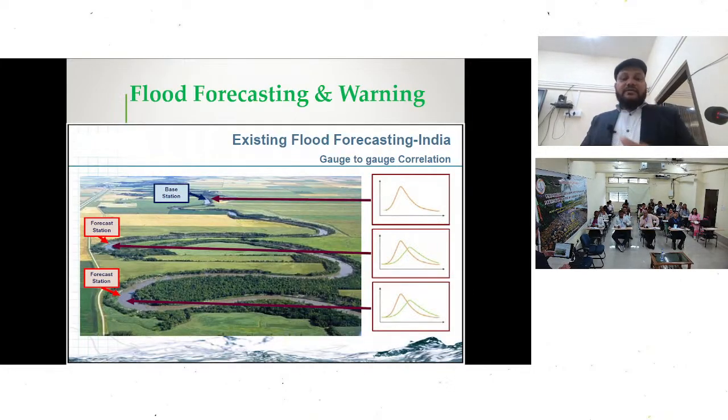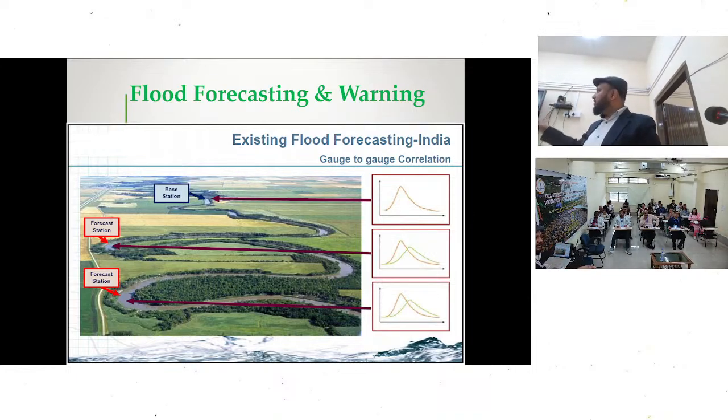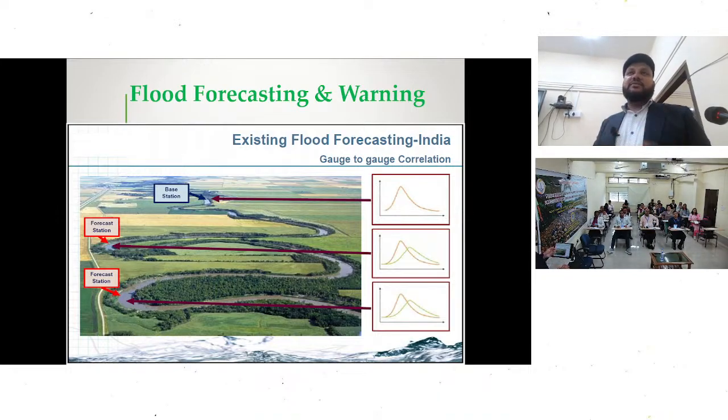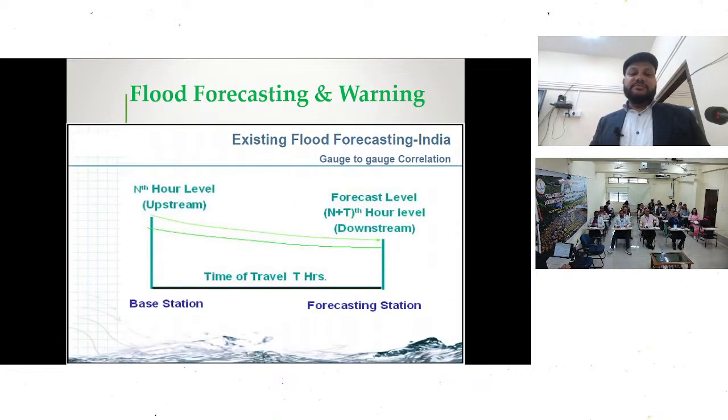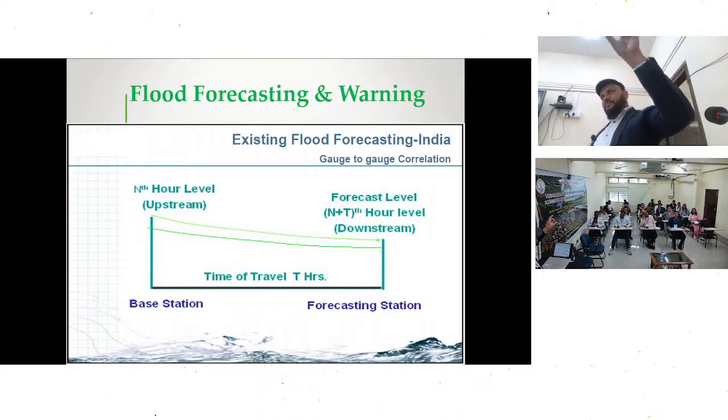Flood forecasting and warning: this is the graph. It shows how the peak is passing from one place to another. If we have the lag time, then we can forecast. This is the time of travel. Suppose there is a base station, Pasighat, which I told you about. There we can know how much time the peak flood will take to reach Guwahati.